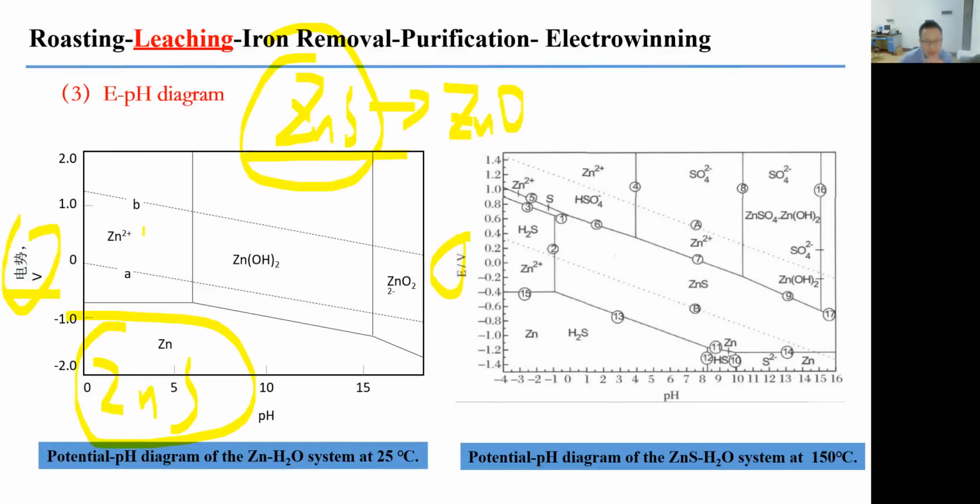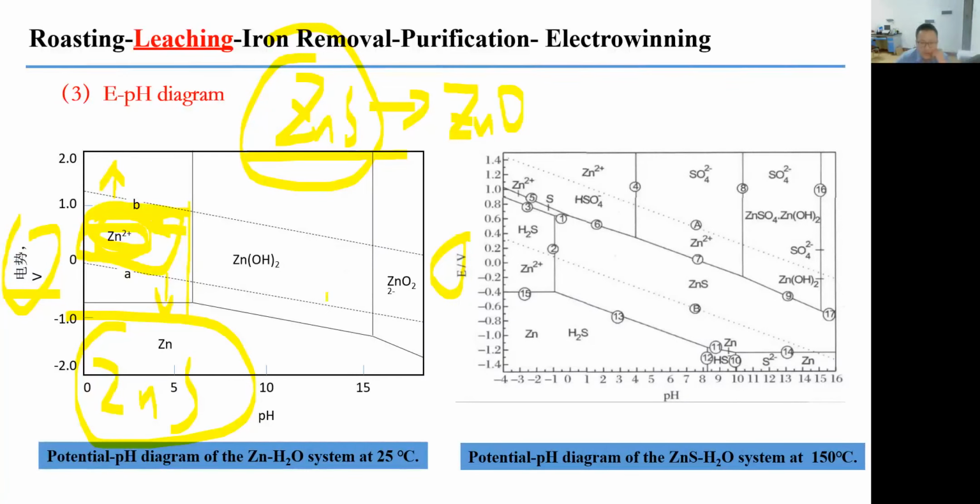And if we check this potential-pH diagram of the zinc-water system at 25 degrees C, we find that we are determining at this region, and this is the formation of hydrogen, this is the formation of oxygen. So between these two lines is the stable zone of the aqueous solution system. And when the pH value is smaller than this value, we will have soluble zinc ions. So a similar result to the previous one.